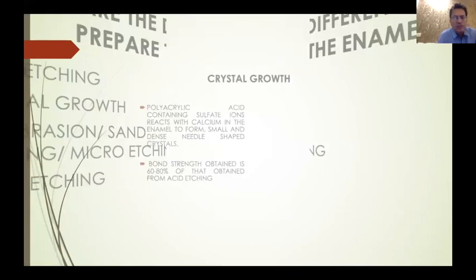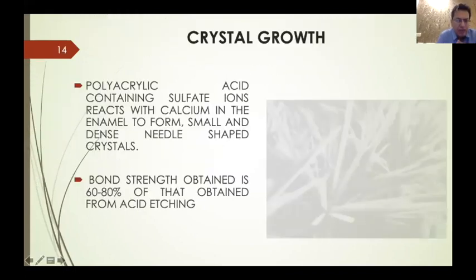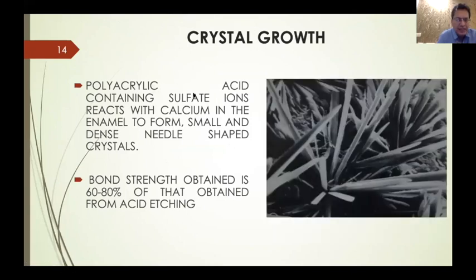What is crystal growth? A very simple phenomenon. Polyacrylic acid containing sulfate ions reacts with the calcium in the enamel to form small and dense needle-shaped crystals. The bond strength obtained is 50 to 80% of that which is achieved with acid etching.